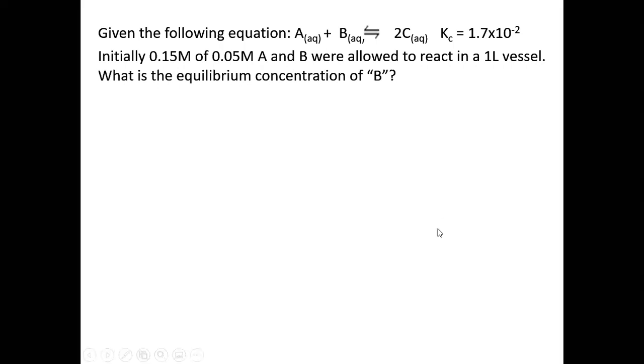So in this problem, we're looking for the equilibrium concentration of B. We're given the initial concentrations of A and B, which react to give C, and it gives us the Kc. So let me go ahead and write the initial concentrations of A and B. Let's write the equation. Let's set up our ICE table.